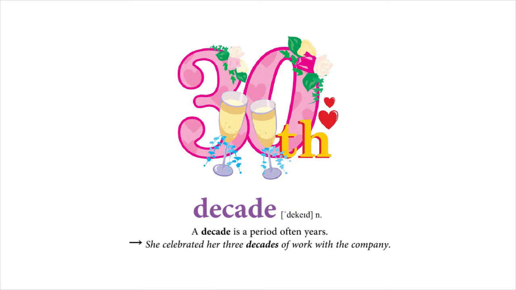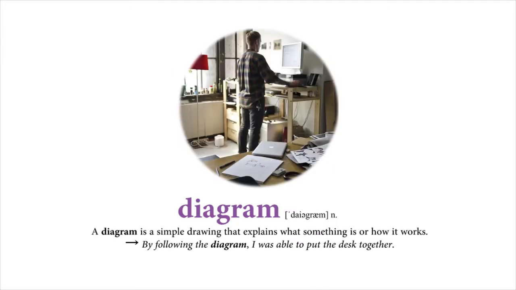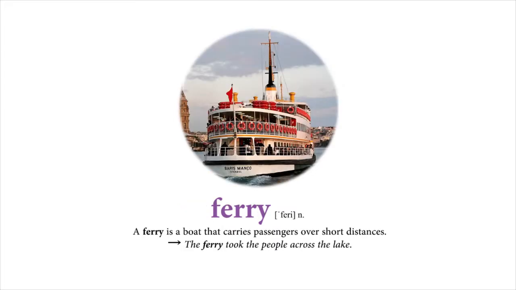Decade. A decade is a period of 10 years. She celebrated her 3 decades of work with the company. Diagram. A diagram is a simple drawing that explains what something is or how it works. By following the diagram, I was able to put the desk together. Ferry. A ferry is a boat that carries passengers over short distances. The ferry took the people across the lake.